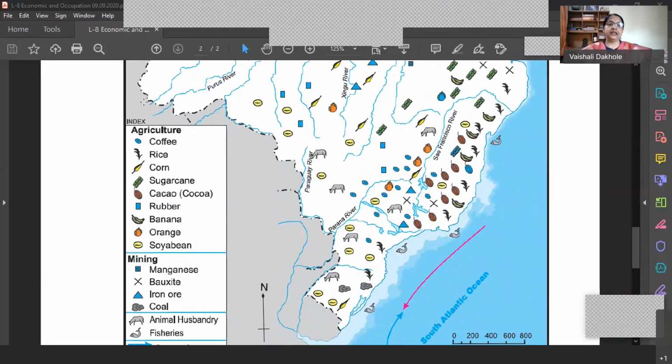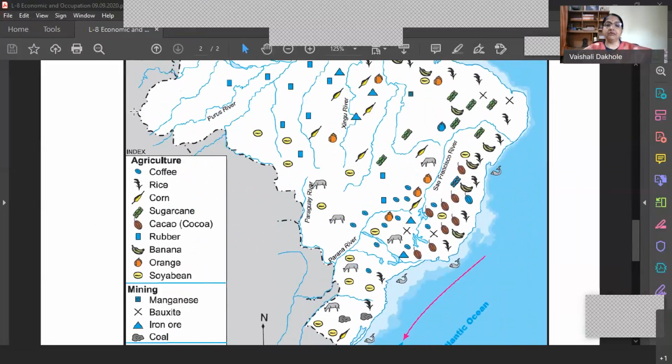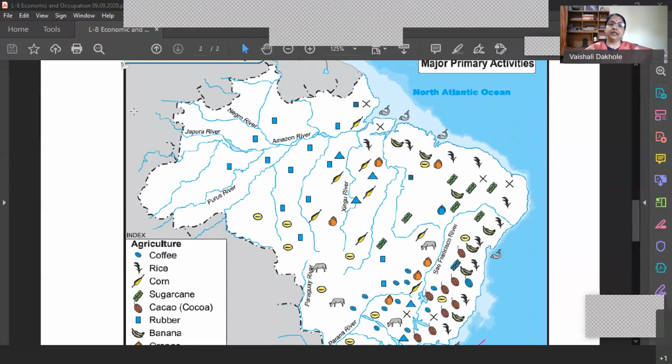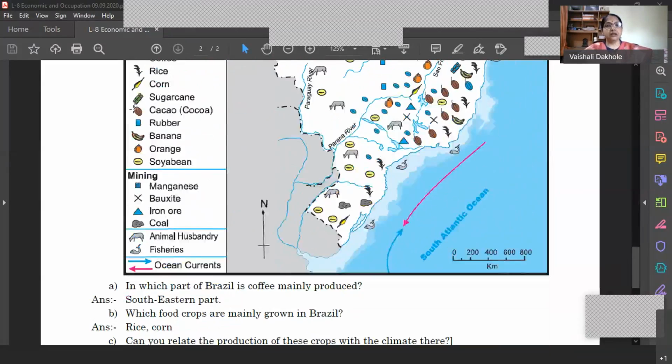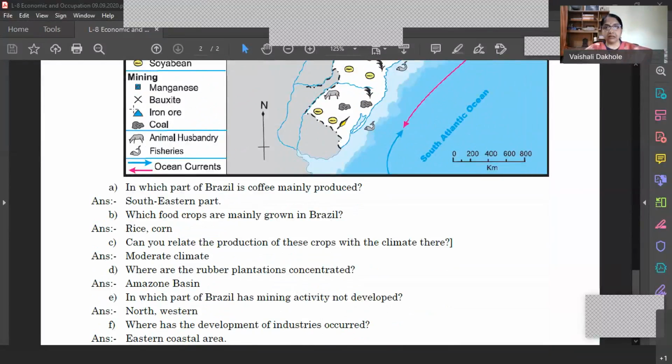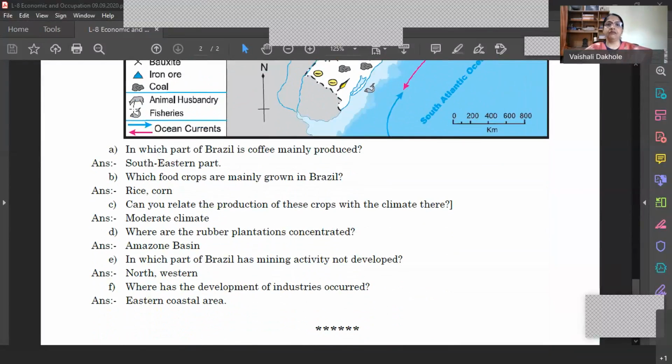In the index you can see manganese is shown, bauxite is shown, iron ore is shown, and coal. Now these symbols you can see on the southern and the eastern part of Brazil. So these minerals are not shown in the central, that is the Brazilian highland region, the northern part, that is the Amazon river basin, and the western region. So we can say that mining activity is not developed in the central, northern and western part of Brazil.